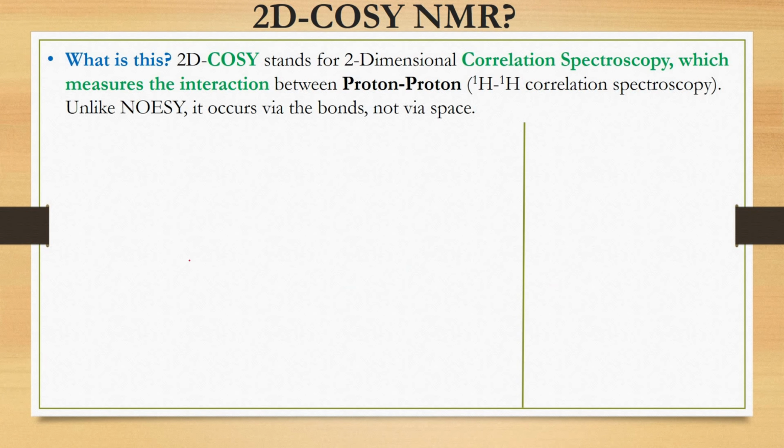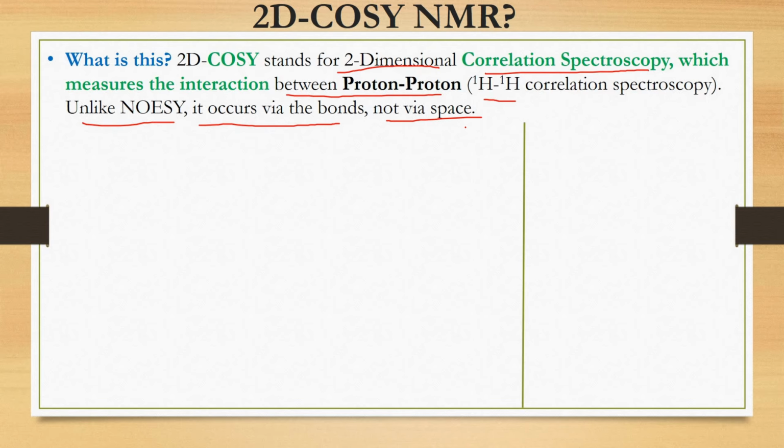So 2D COSY stands for two-dimensional correlation spectroscopy, which measures the interaction between proton and proton, and therefore it is also known as 1H-1H correlation spectroscopy. Unlike NOESY, it occurs via the bonds, not via the space.